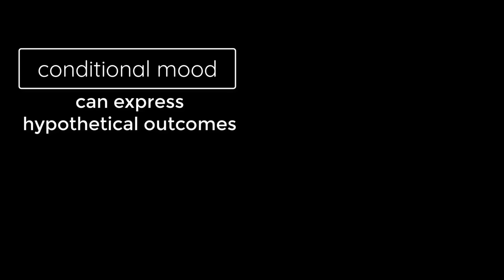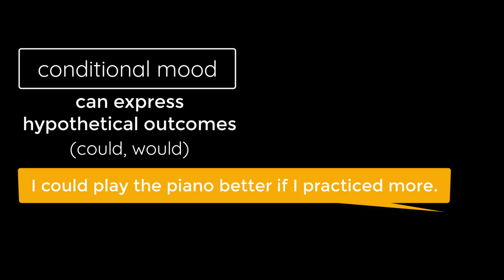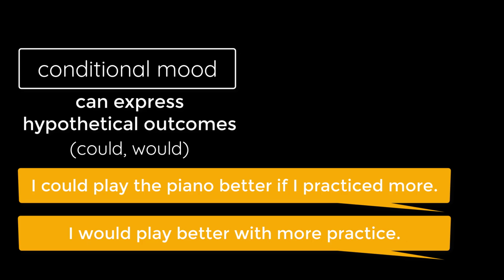The conditional mood can help us express hypothetical outcomes, and we often use the modal verbs could and would. I could play the piano better if I practiced more. I would play better with more practice. So the second example doesn't use if, but it's an implied conditional.